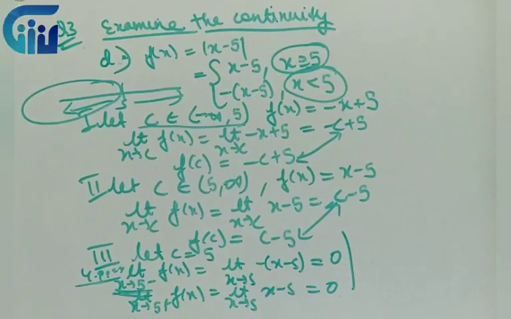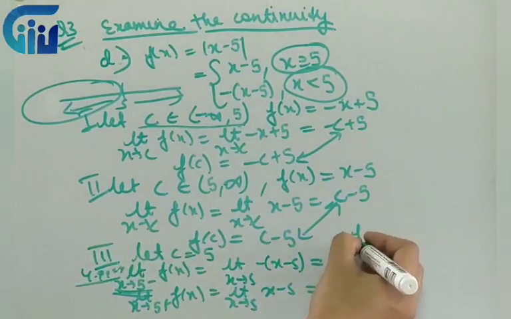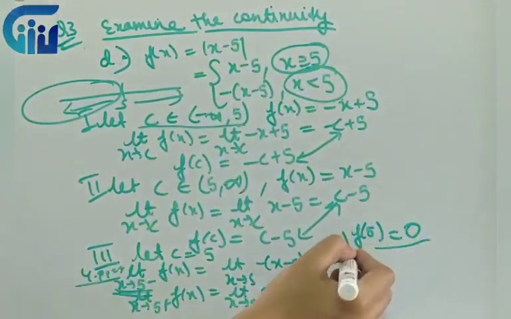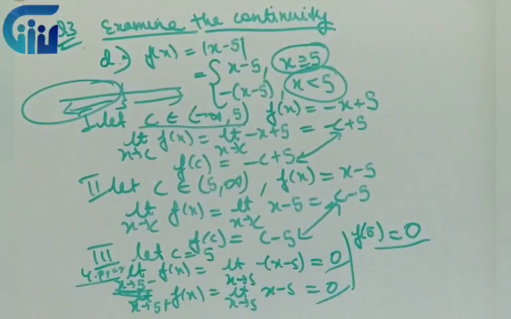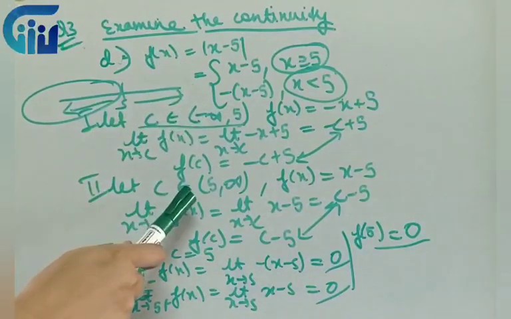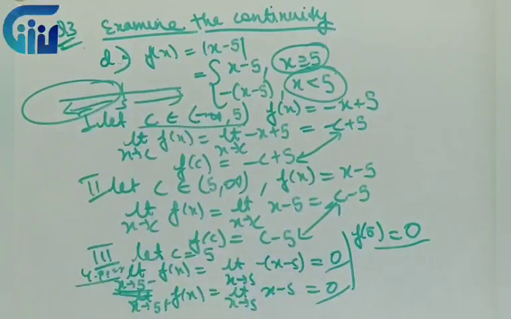So if we are at point 5, we have to check the value which is slightly less than 5, the value which is slightly greater than 5, and the value at point 5. So what is my f of 5? f of 5, if I put over here, it will be 0. Since all the three values are equal, it means the function is continuous at 5 also. So for all the real numbers, this particular modulus function is continuous. Less than 5 it is continuous, greater than 5 it is continuous, at that particular point it is continuous.